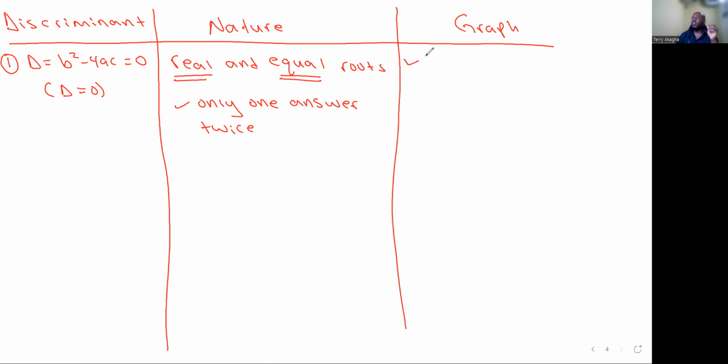And when you try to draw the graph for a quadratic equation where D is equal to 0, you notice that the graph will only touch the x-axis at only one point. So the graph will touch the x-axis.